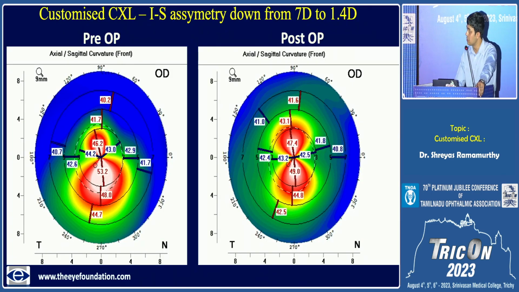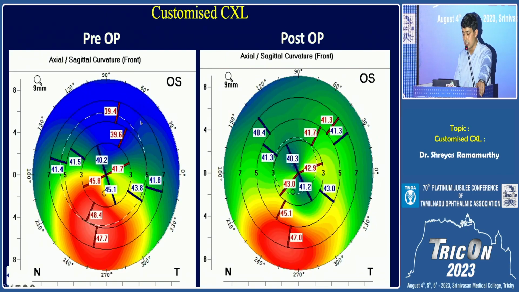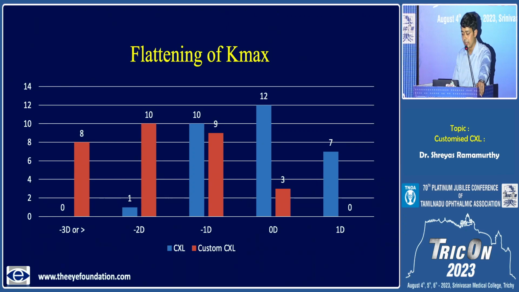These are just some images of patients who underwent customized CXL. As you can see, there is a significant improvement in the ISA symmetry, down from 7 to 1.4 diopter. There is excellent flattening of the cone, and this is without haze. You normally see this in standard CXL when the patient has haze, so it's essentially scarring which is causing the flattening. Whereas in these customized CXL cases, you get this kind of result even without a resultant haze. And this is another patient where you can see that the central 3 to 5 millimeter zone, the symmetry is significantly improved.